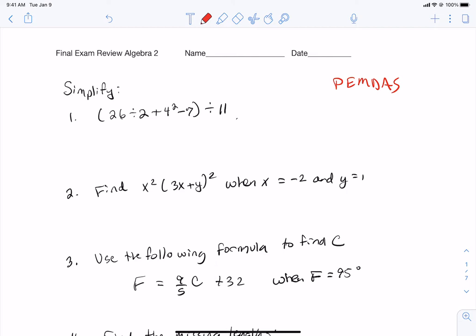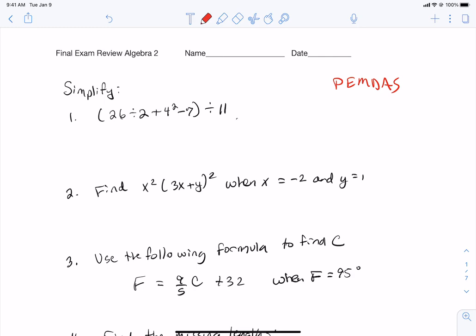So here's the final exam review. The first problem, please excuse my dear Aunt Sally. Let's remind you what that stands for. So P is parentheses, but it also includes any kind of grouping symbol like a bracket, a parenthesis, or a big fraction line. E stands for exponent, so if there's a power on something.